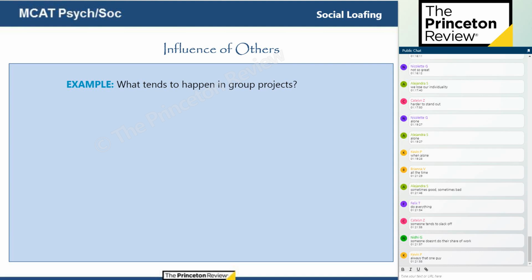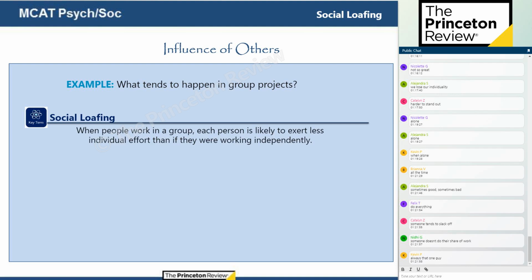Yeah, typically what happens, and usually it's because the prof doesn't hold everybody accountable, is that only a select few do most of the work. This is a phenomenon referred to as social loafing. Everybody is less likely to exert the same individual effort that they would have if they were working independently.